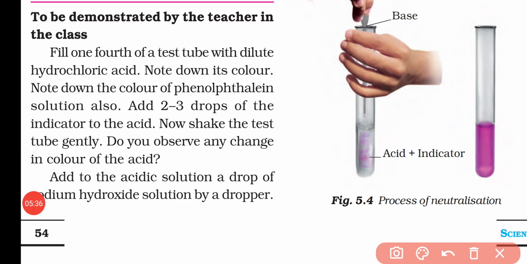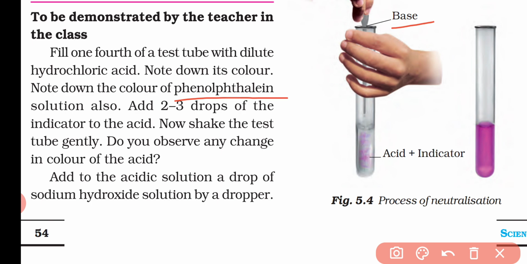Now to demonstrate the neutralization reaction, first of all we have to take a test tube. In this test tube we have to take a small amount of hydrochloric acid, or dilute hydrochloric acid, approximately one fourth of the test tube. Then we have to add 2 to 3 drops of indicator, that is phenolphthalein. You have to learn about this. So this is the indicator phenolphthalein. You add this indicator in the acid, and after that you have to pour a small amount of base in this.